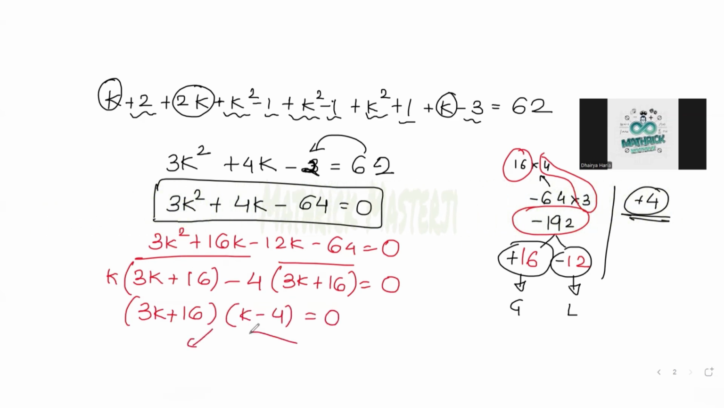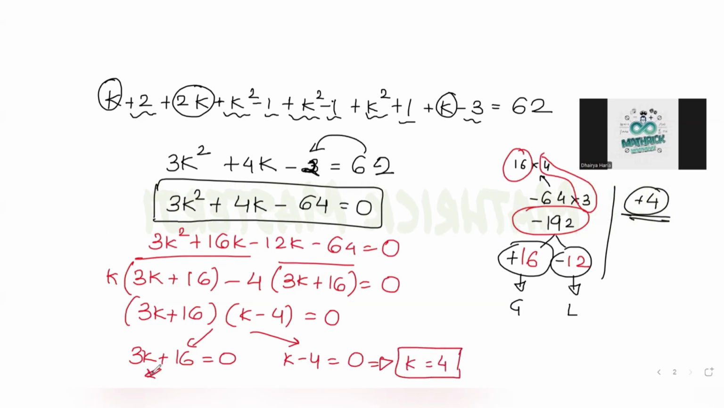So if I equate both of them with 0, I get 3k plus 16 equals 0, and k minus 4 equals 0. This leaves me with k being 4, and the other gives 3k as minus 16, so k becomes negative 16 over 3. So I have gotten two values for k: one is negative 16 over 3 and the other is plus 4.